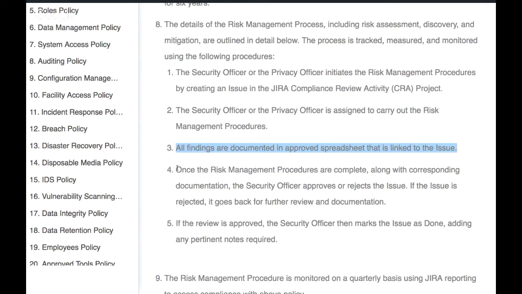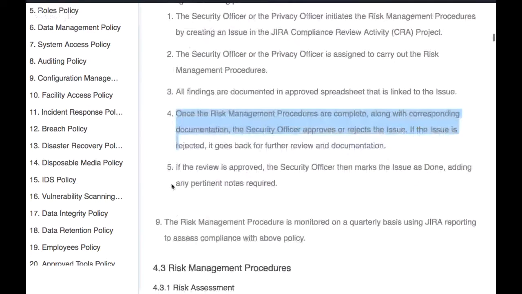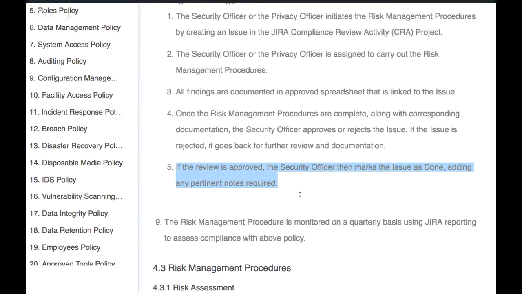Once the risk management procedures are complete, along with corresponding documentation, the security officer approves or rejects the issue. If the issue is rejected, it goes back for further review and documentation. If review is approved, the security officer then marks the issue as done, adding any pertinent notes required.